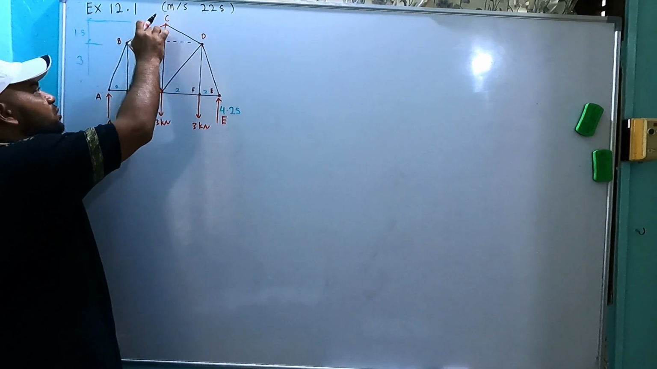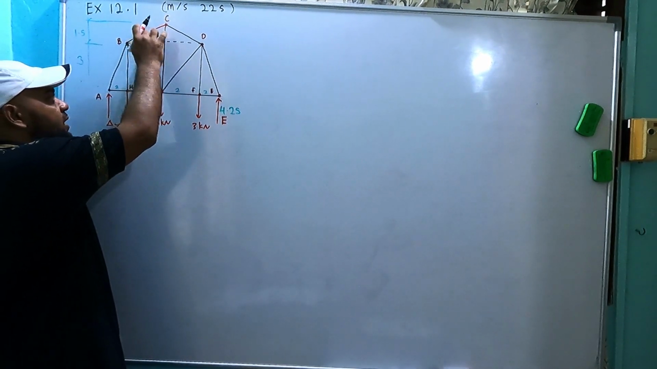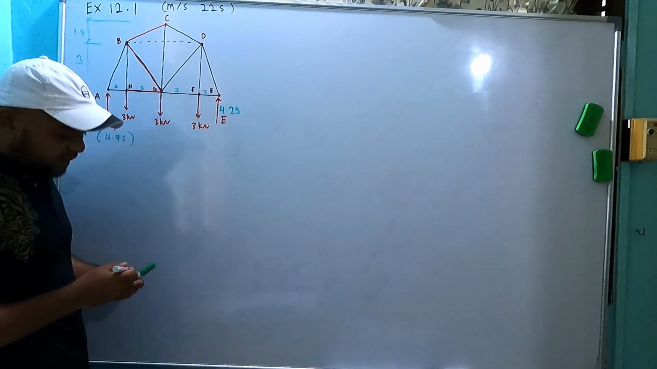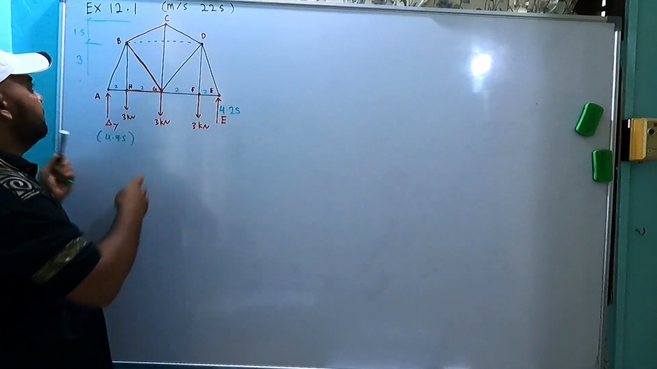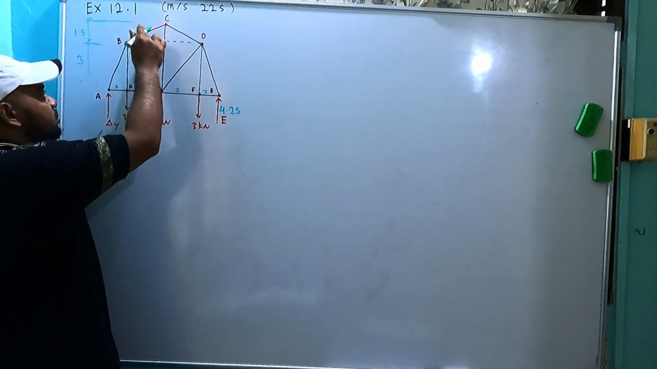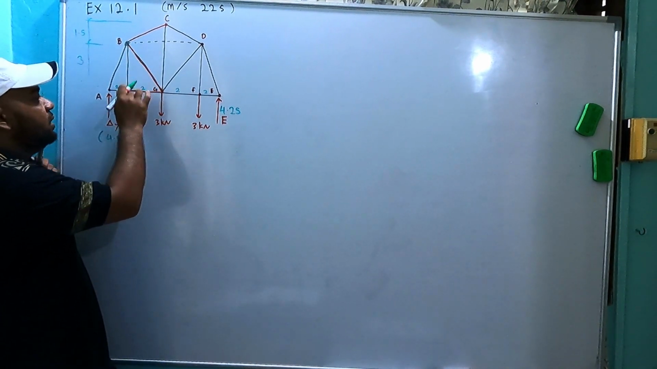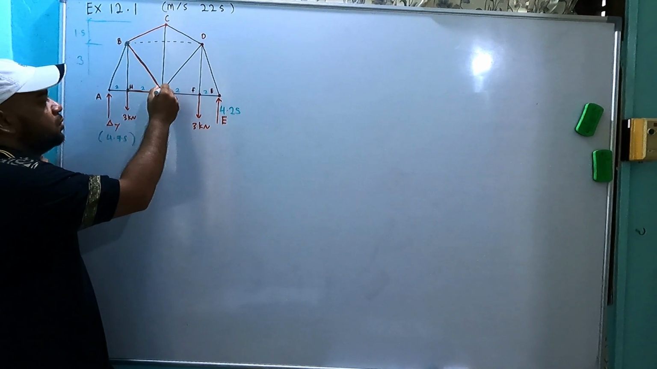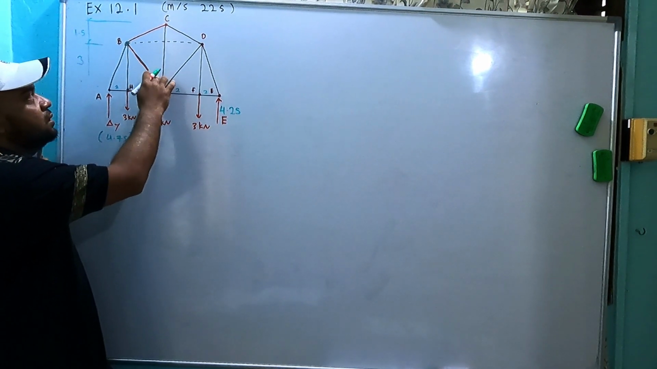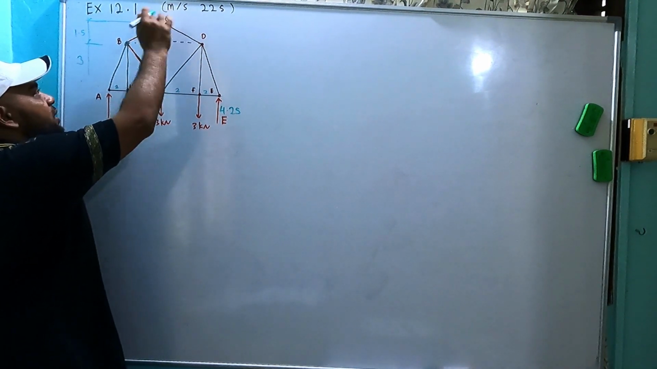We want to know the forces here, 1, 2, 3. So the possible points that we can analyze: maybe you can go to point B, so we have 1, 2 forces. If you go to point H here, we have 1, 2. If you go to point G, we have 1, 2. And if you go to point C here, we have only 1.